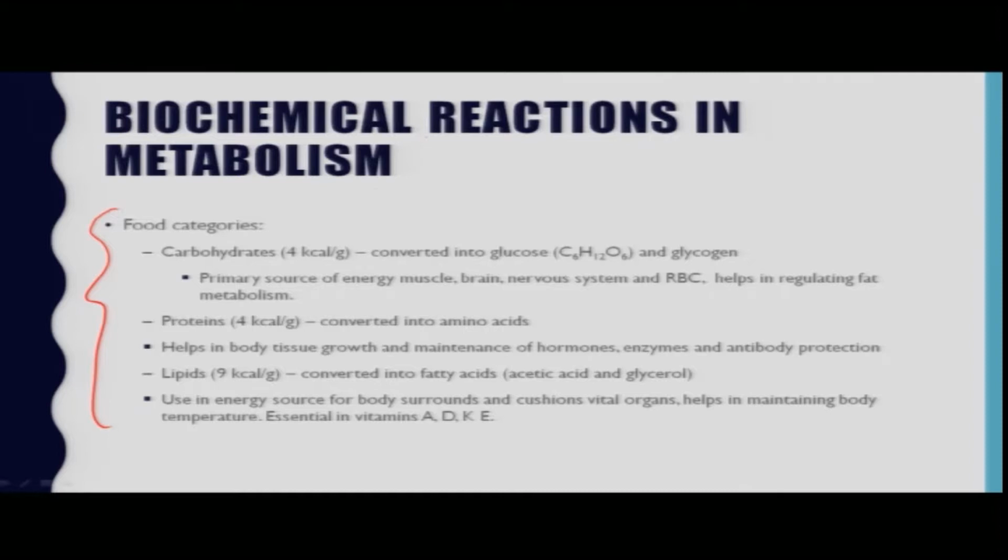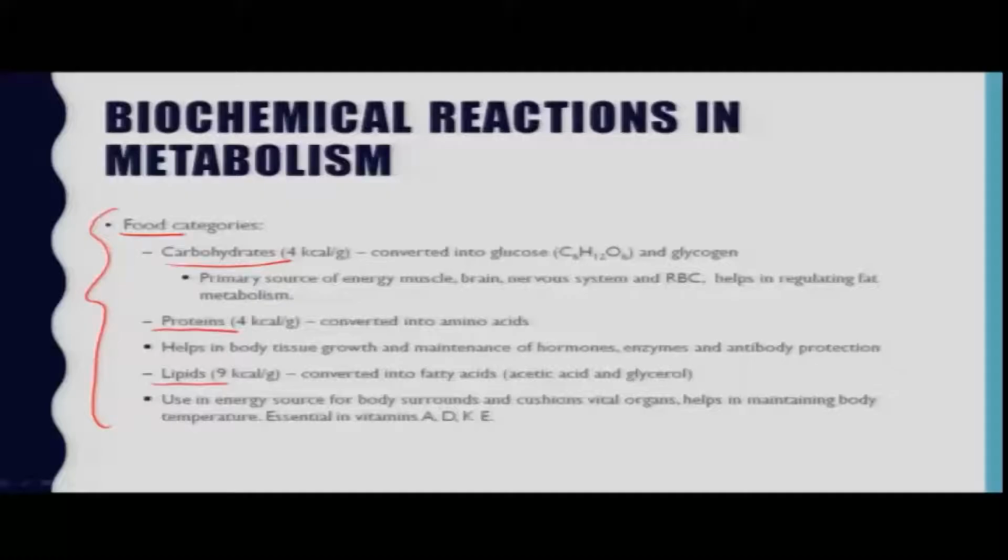The source of chemical energy for metabolism is the food that is ingested and digested by the body. It requires primary food nutrients: carbohydrates, proteins, and lipids. There is an energy associated with each of these categories. Carbohydrate has 4 kilocalories per gram, protein has 4 kilocalories per gram, and lipid has the highest at 9 kilocalories per gram. These are the three basic nutrients in food with their calorie content.